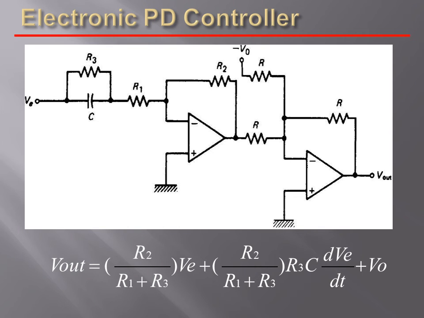So here it is the electronic PD controller. It is the combination of proportional and derivative controller electronic version, and its output can be given as Vout is equal to R2 divided by R1 plus R3 into VE plus R2 divided by R1 plus R3 into R3C into derivative of VE plus V0.